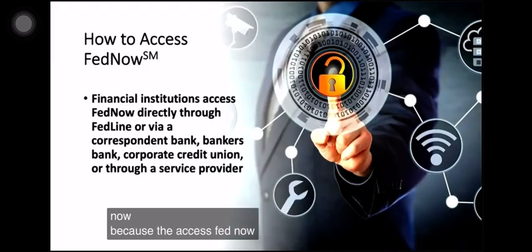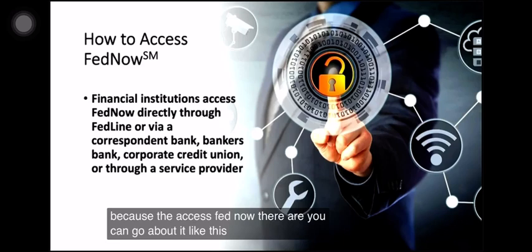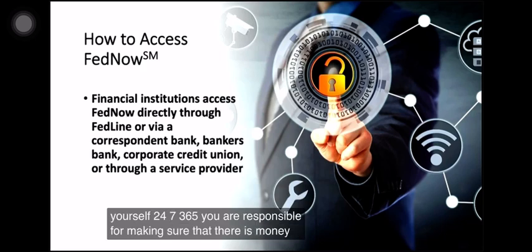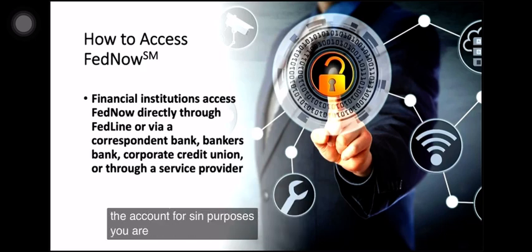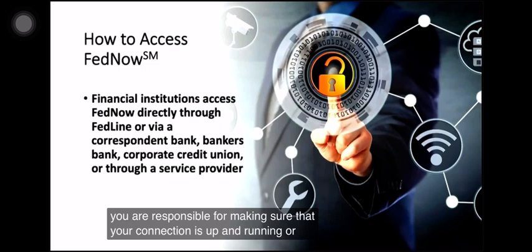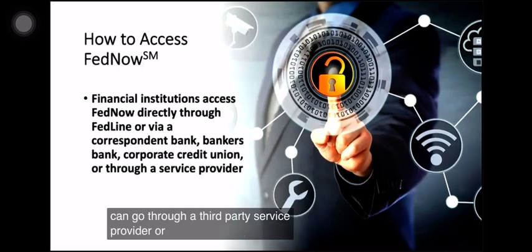Because to access FedNow, you can go about it like this. You go in and you have a direct connection yourself. You manage it yourself. 24/7, 365, you are responsible for making sure that there is money in the account for send purposes. You are responsible for making sure that your connection is up and running. Or you can go through a third-party service provider, or you can go through a correspondent bank, which could be a banker's bank or a corporate credit union. But if you want to be on the FedNow network, you got to take one of those options. You got to have a connection of some sort.